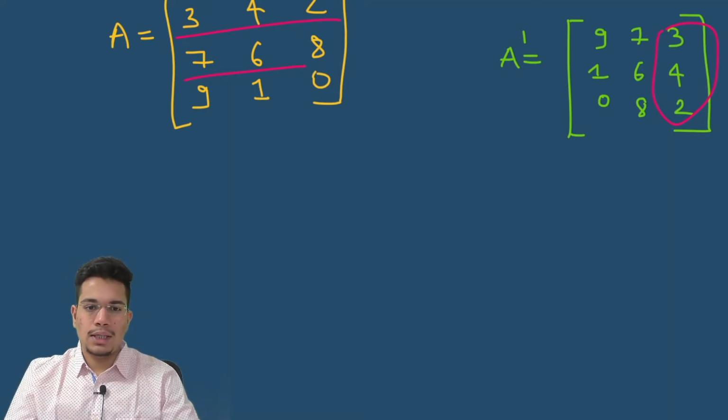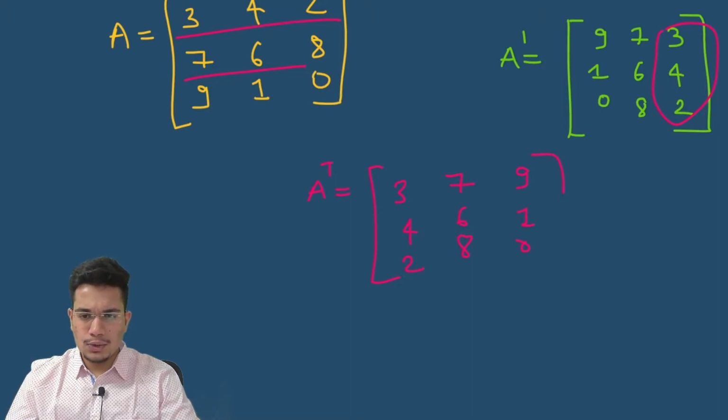So for example, if I take A transpose, so transpose, if you don't know, it's basically changing all the rows to the columns. So for example, in this case, the first row 3, 4, 2 will become the first column. So 3, 4, 2 comes here. Similarly, second row becomes the second column, 7, 6, 8, and the third row will be our third column, 9, 1, 0. So this matrix is called transpose matrix of our original A matrix.